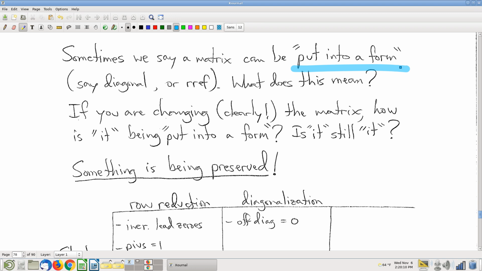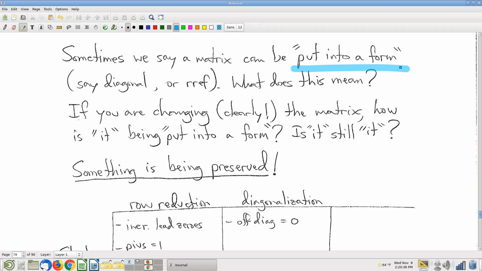Wait a second, if you want me to take a thing that's defined, here it is, I want to talk about this matrix. If I put it into a form, wouldn't I be changing it, and then is it really still it? How is it a meaningful statement that I'm going to take a matrix and put it into a form if it is no longer it? You know what I mean?